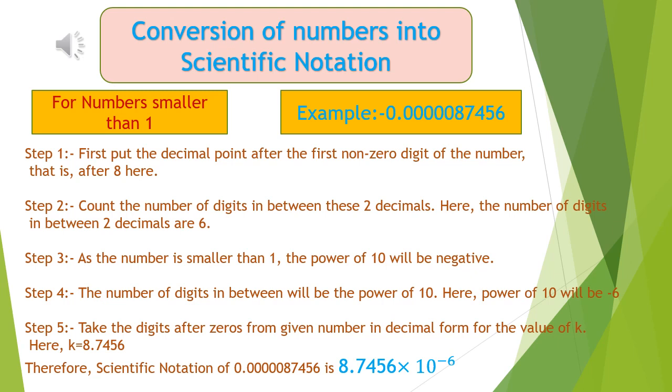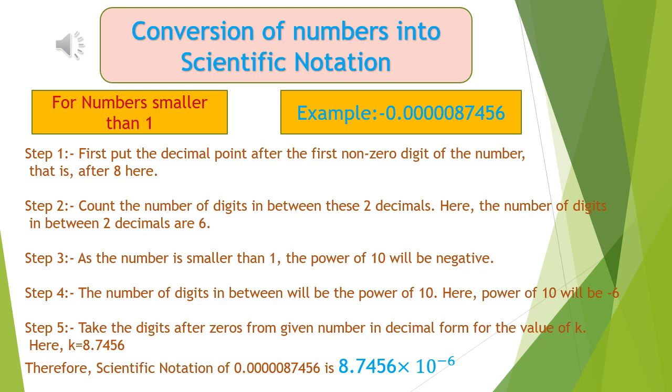Now step number 2. Count the number of digits in between these two decimals. So first decimal is your given and second decimal is after 8. So how many digits are there? 1, 2, 3, 4, 5 and 6. 5 are zeros and 1 is 8. So how many digits are there in between these two decimals? 6. So step number 3 says that as the number is smaller than 1, the power of 10 will be negative. It means your value of n will be minus 6.